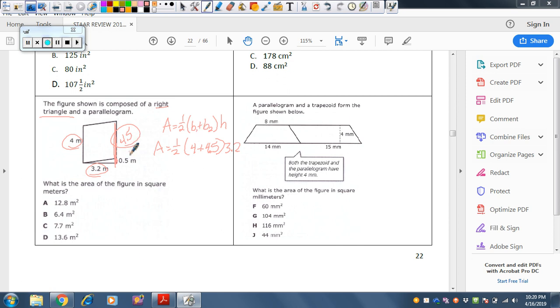So if you use it as a trapezoid, which is what I would do, you have to figure out that missing side length. If you do a rectangle and a triangle, there's no missing lengths. Make sure you use the right formulas.